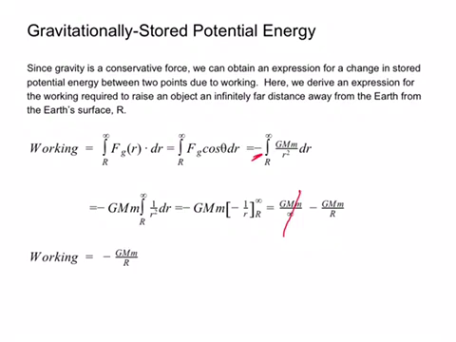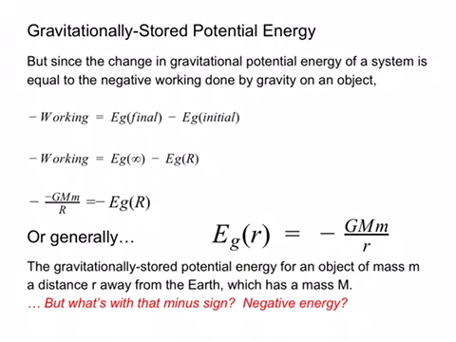to infinitely far away. But since a change in gravitational potential energy of a system is equal to the negative work done by gravity on an object, we have this expression. Swapping out our specific big R with a small r to generalize for all distances between the surface of the Earth and infinity, we have an expression for the gravitationally stored potential energy of an object of mass m, a distance r from another object of mass big M.